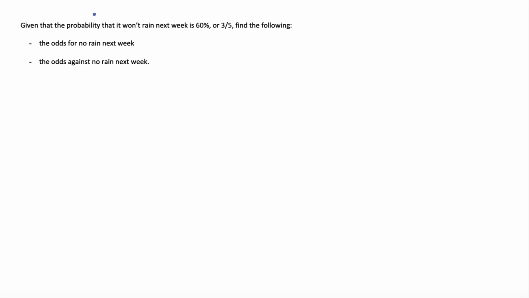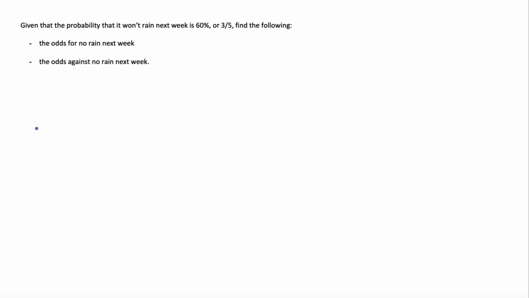Given that the probability that it won't rain next week is 60%, and as a fraction that's 3 over 5, we want to find the odds for no rain next week and the odds against no rain next week. Right, so here the wording is a little bit tricky. But let's take a look. We're given the probability that it won't rain, which is 3 over 5.